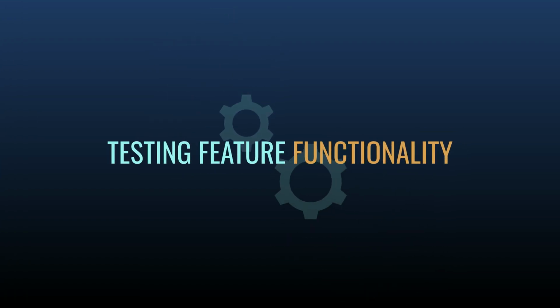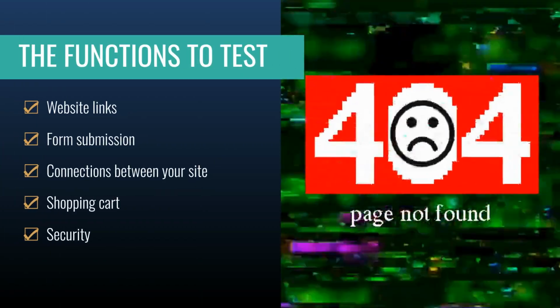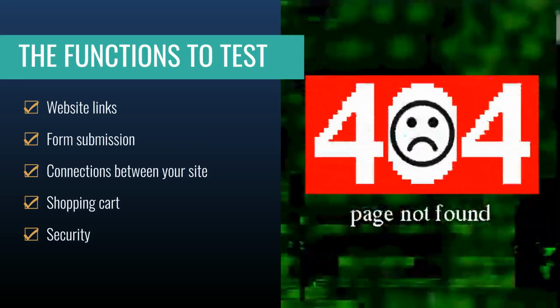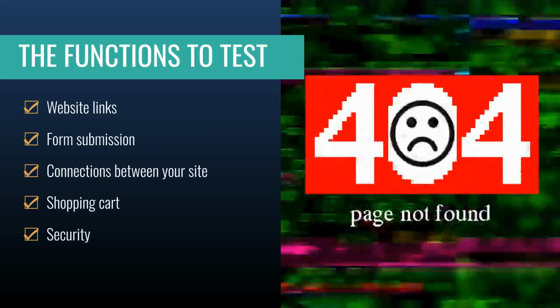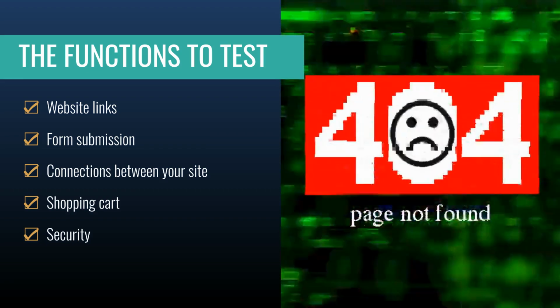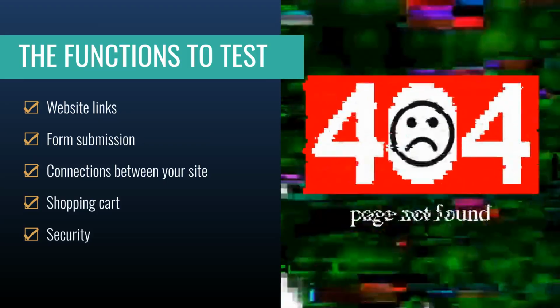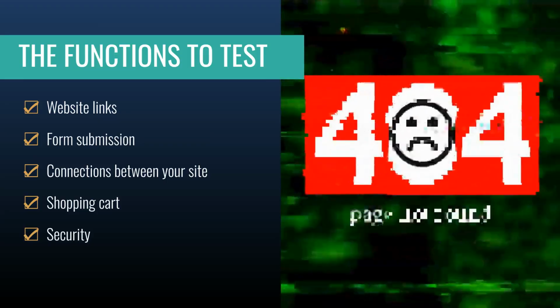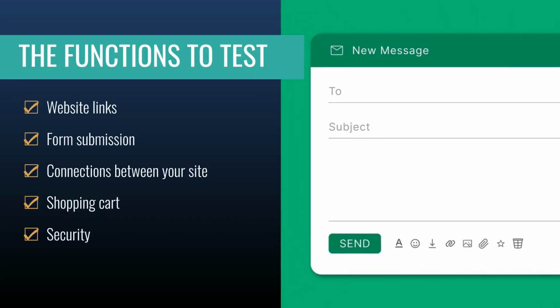Last up, testing feature functionality. Finally, you'll test your website's feature functionality. First, you must test your links. Make sure nothing goes to a 404 not found page. In the video description, we have provided links to various free services and WP plugins that will scan your entire site and note any links that don't work. Next, test the forms to make sure they work and the proper recipients receive a notification.